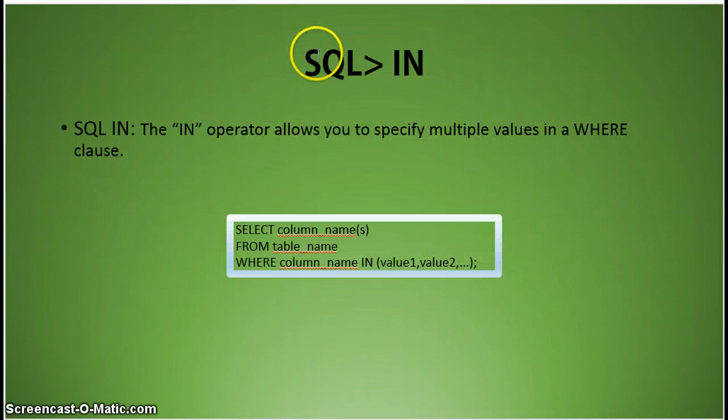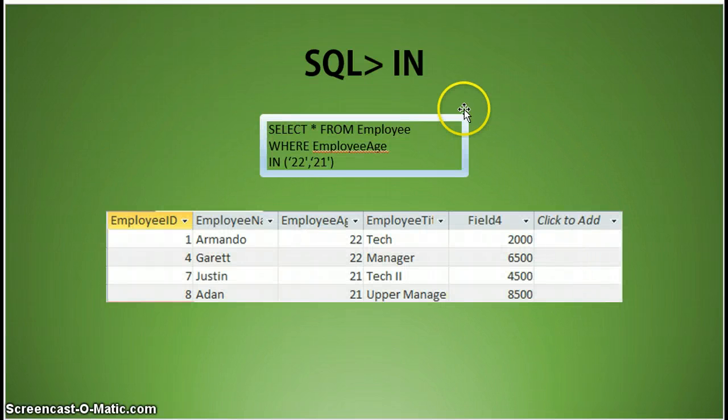Here now we move on to SQL IN. The IN operator allows you to specify multiple values in a WHERE clause. So we have SELECT column name or names FROM the table that you want to select from, WHERE the column IN values 1, 2, or whatever values you want. Here we have the example.